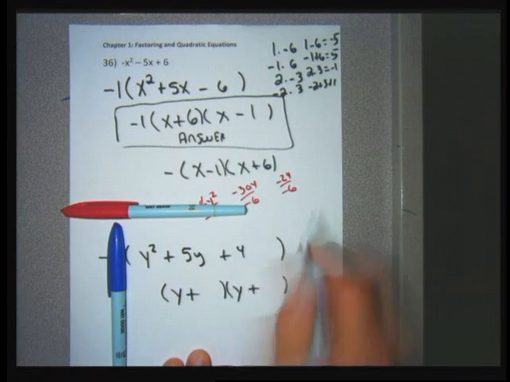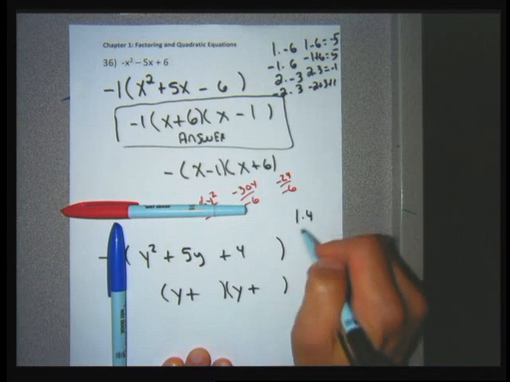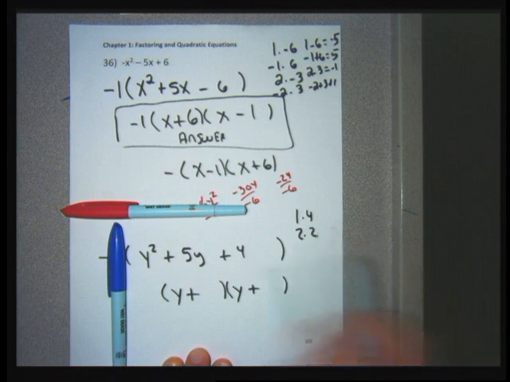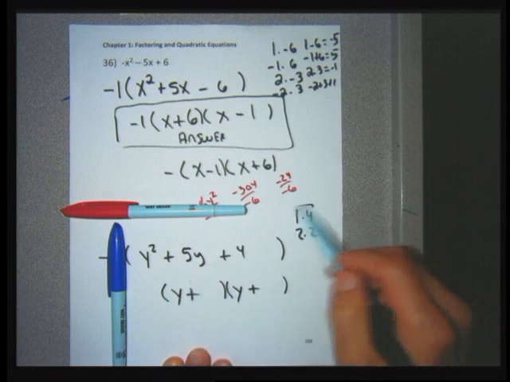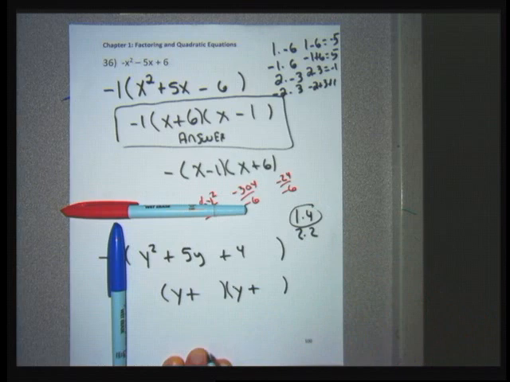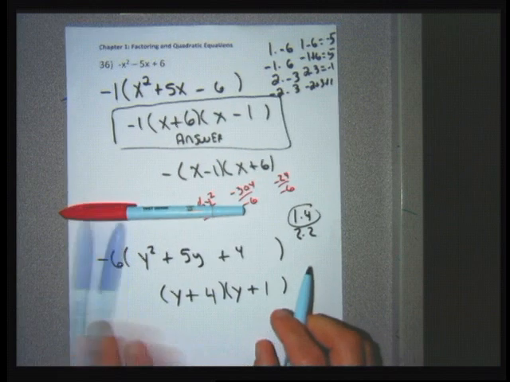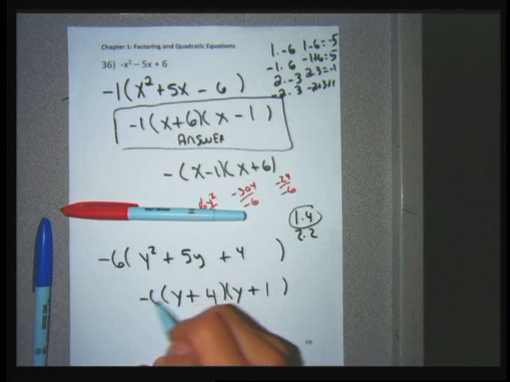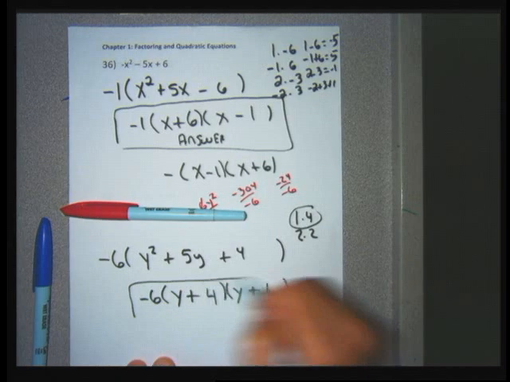And then I look at the 4. I have a choice for my lasts of 1 and 4 or 2 and 2. I need to add to 5. That's the pair that's going to do it. I can put 4 and 1, or I can put 1 and 4. They're both okay. But I can't write an answer without my common factor, so I'm going to sneak that common factor in, and I'm going to call this my answer.